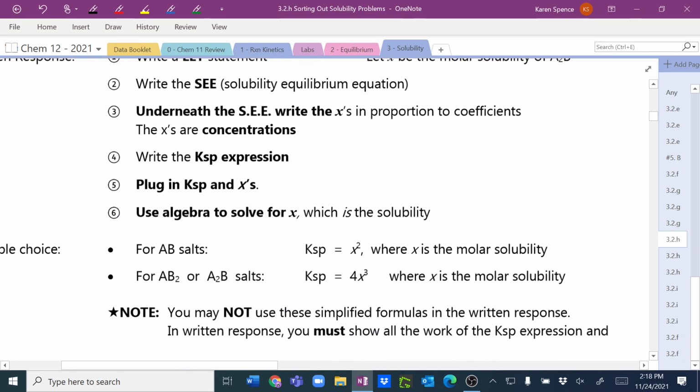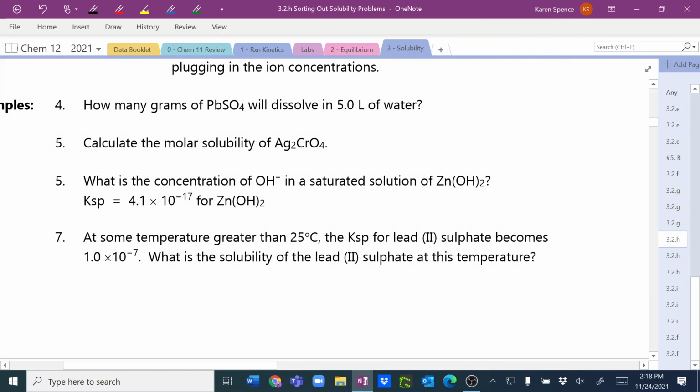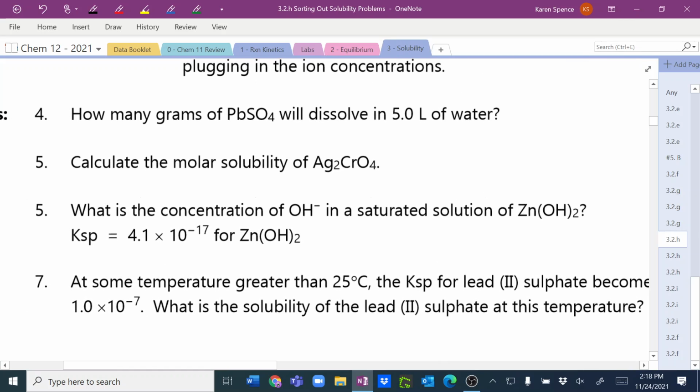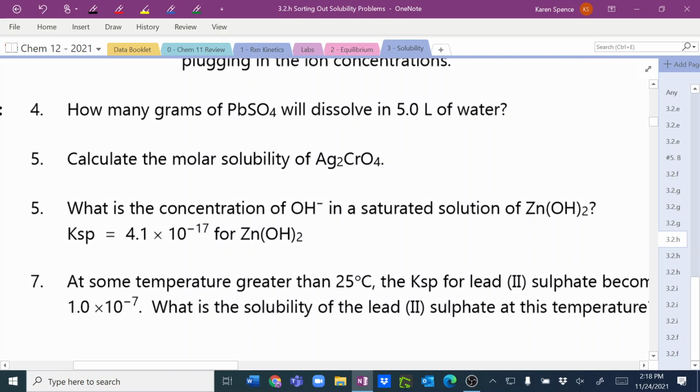There's a bunch of stuff, blah, blah, blah. Can you recognize that this means find the solubility? And remember solubility.